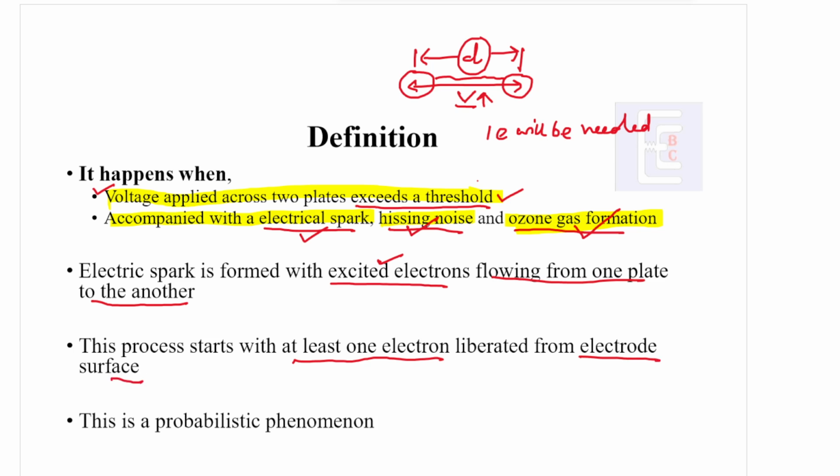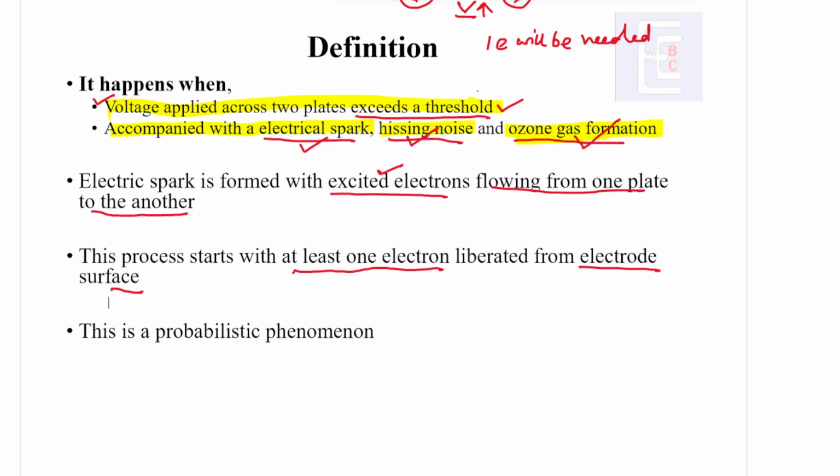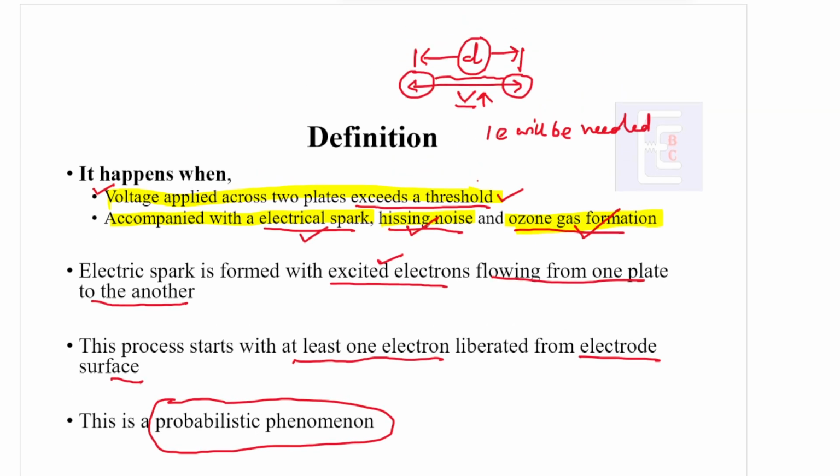And most importantly, corona is a probabilistic phenomenon. It is not a deterministic phenomenon. So if you keep increasing the voltage difference, it is not sure that corona will surely occur. Corona may occur, corona may not occur. It depends on some other factors. So it is totally a probabilistic phenomenon.